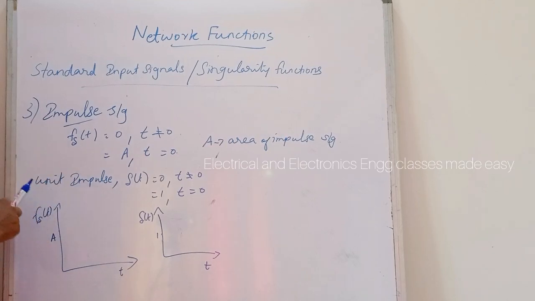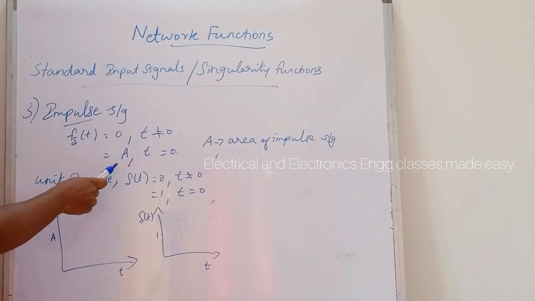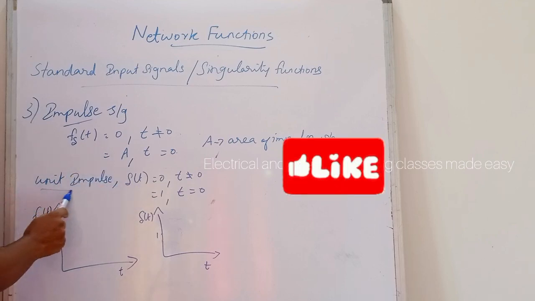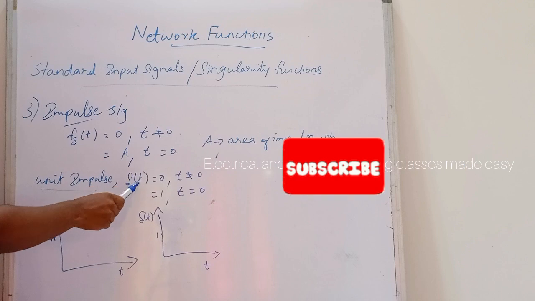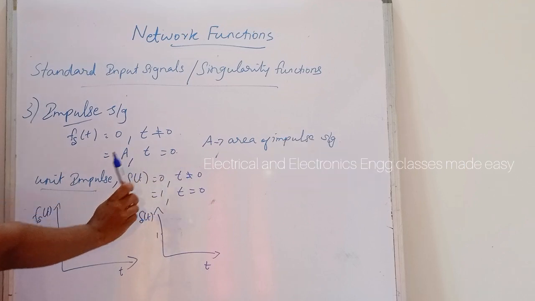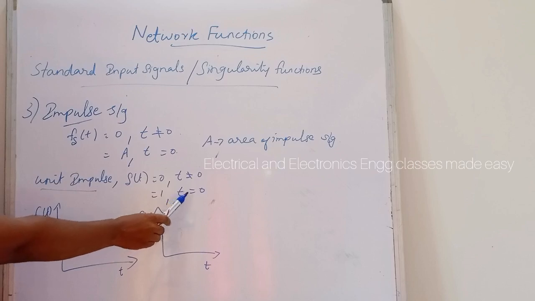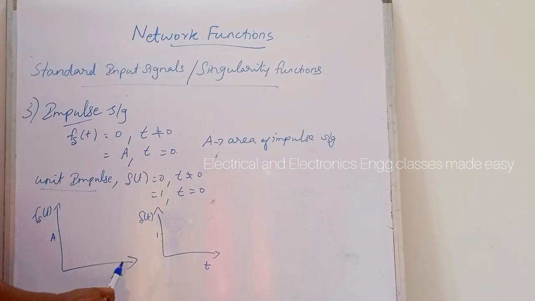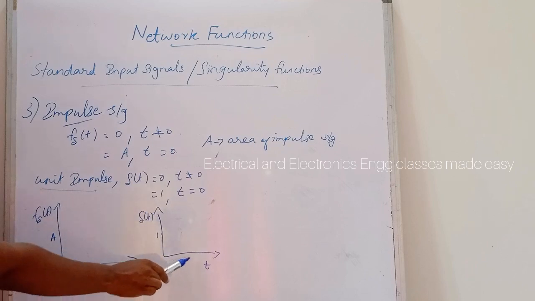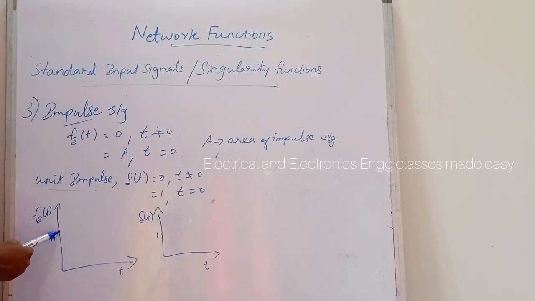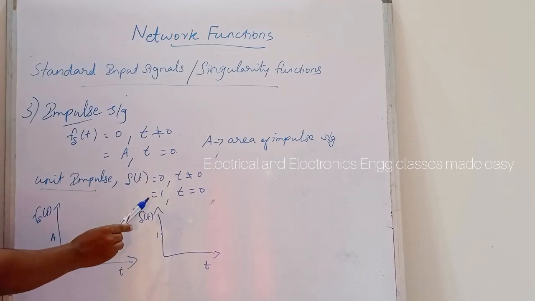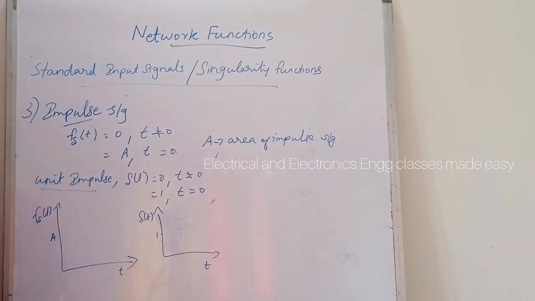Next is impulse signal. Impulse signal is defined as f delta of t is equal to 0 for t not equal to 0 and equal to a for t equal to 0, and here a is the area of the impulse signal. If the value of a is equal to 1, it is called a unit impulse signal, and it is defined as delta of t is equal to 0 for t not equal to 0 and equal to 1 for t equal to 0. This is the representation of the impulse signal and the unit impulse signal. Here its area is a, and the area of the unit impulse signal is 1.